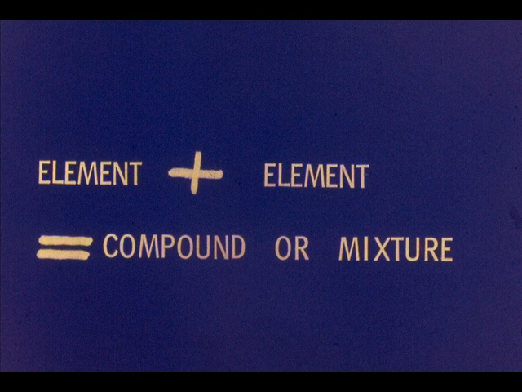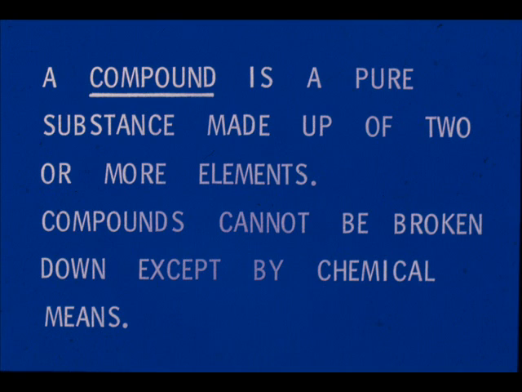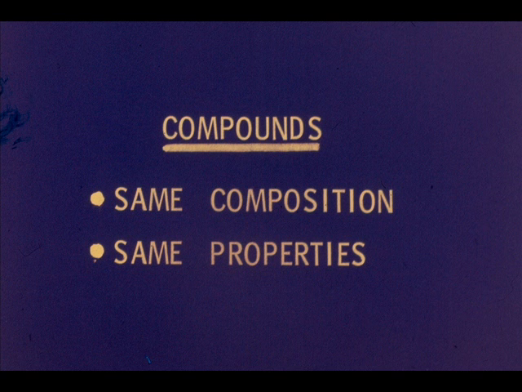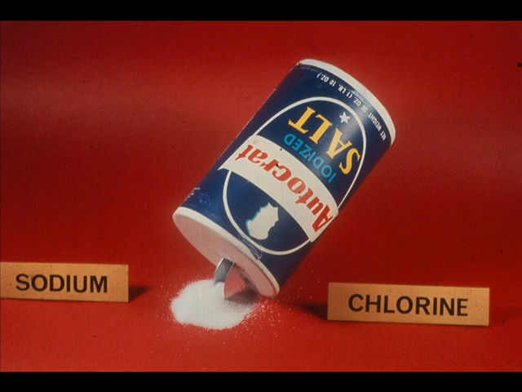When matter is made up of 2 or more elements, they may be combined chemically into a compound, or they may be mixed mechanically into a mixture. A compound is a pure substance made up of 2 or more elements. Compounds cannot be broken down except by chemical means. Compounds always have the same composition and the same properties. A common example of a compound is ordinary table salt, which is made up of the elements sodium and chlorine.